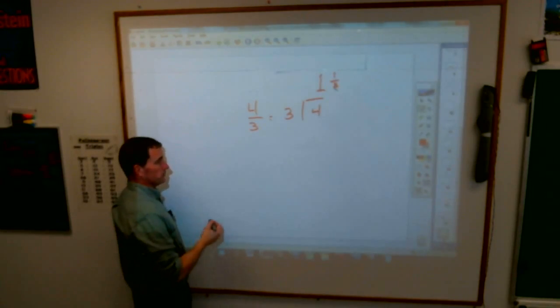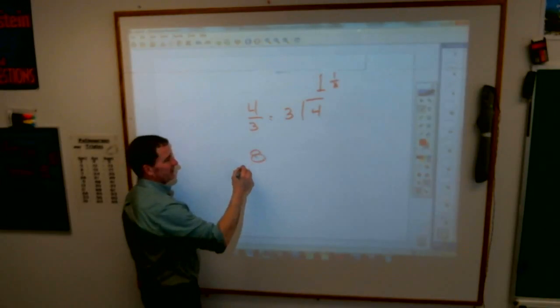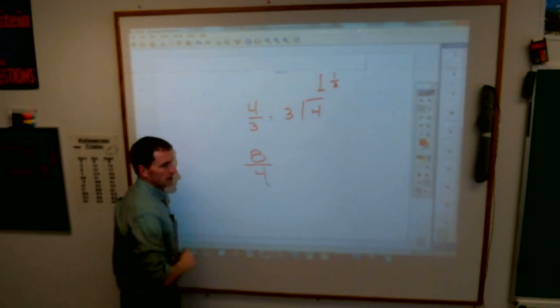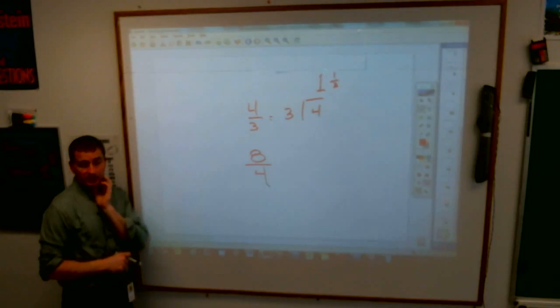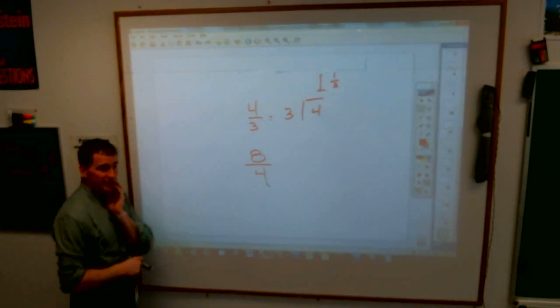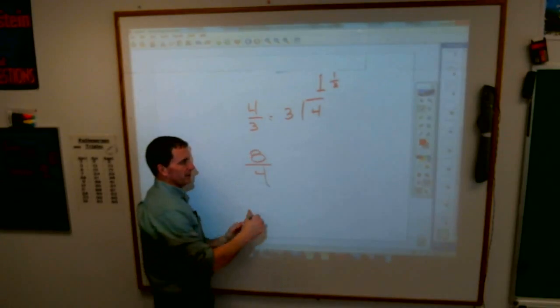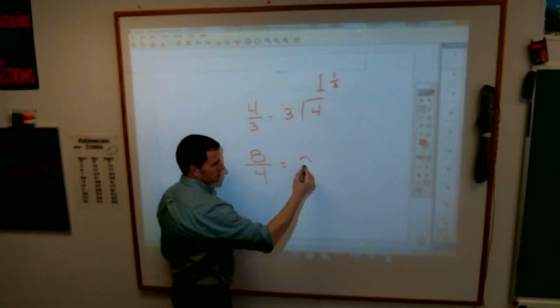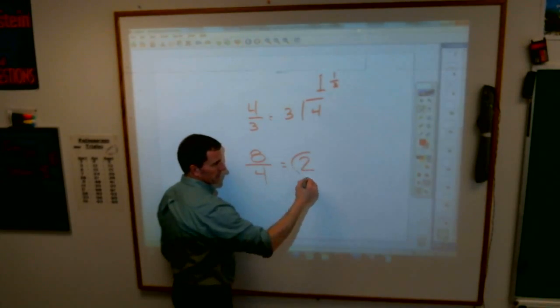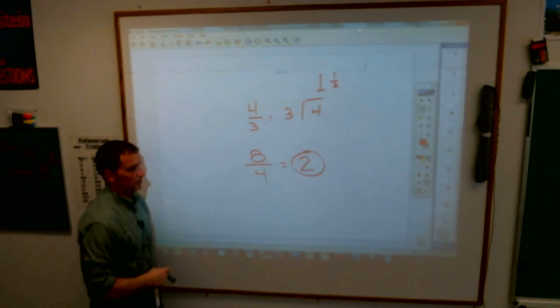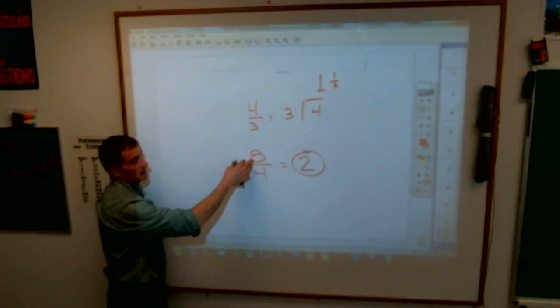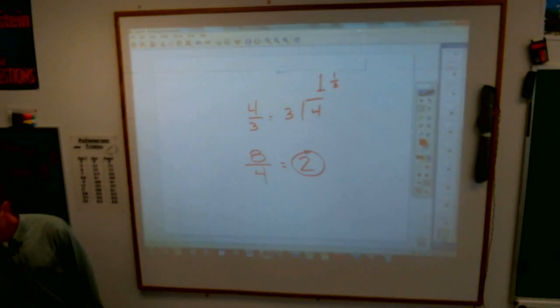Now sometimes you might have like 8/4. Sometimes your improper fraction actually works out evenly. You don't always have to get a fraction as an answer. This is just 8 divided by 4, which is 2. You don't put 0/4 down there because that would confuse just about anybody. You don't have a fraction left over, it is just 4 into 8.